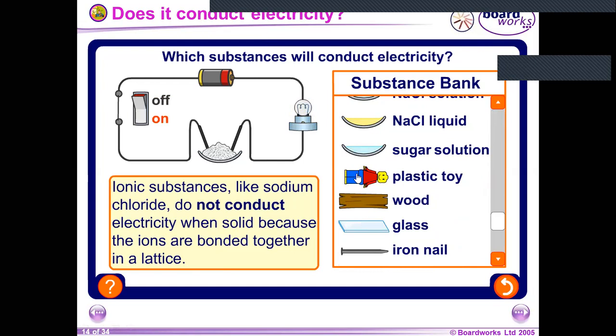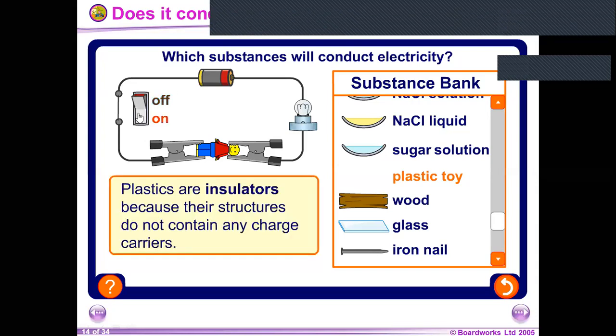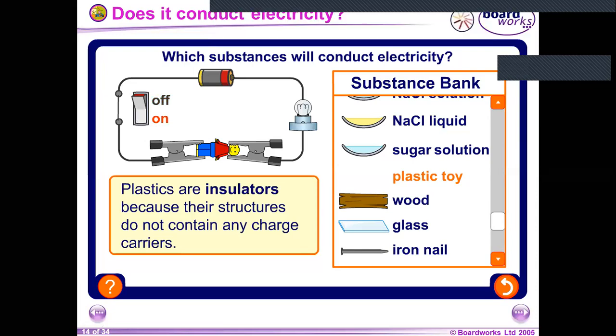Are you interested to try the plastic toy? Will the plastic toy work? Some people are saying it's gonna work, yes, others are saying it's not gonna work. Okay, let's try this. Oh, it's not working. It's not conducting electricity. What do we call the materials that do not conduct electricity?